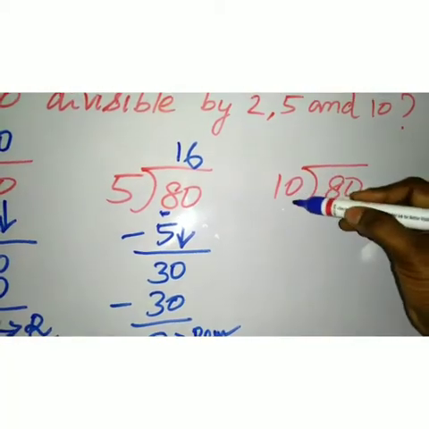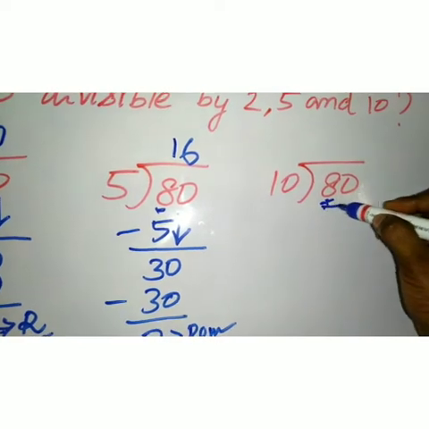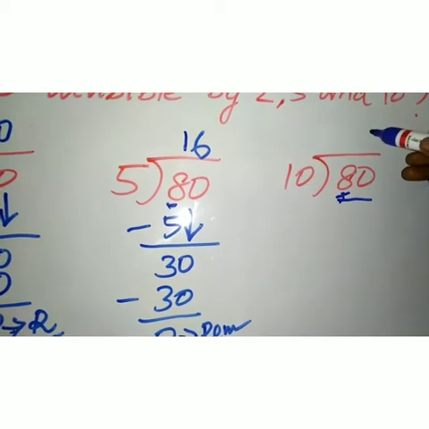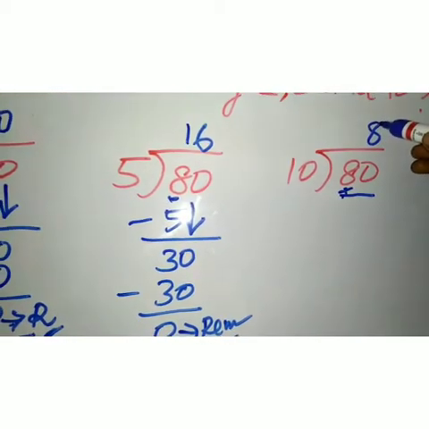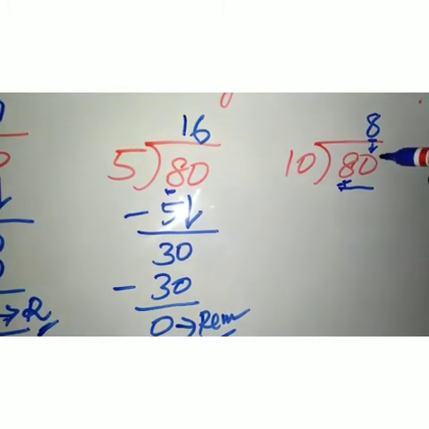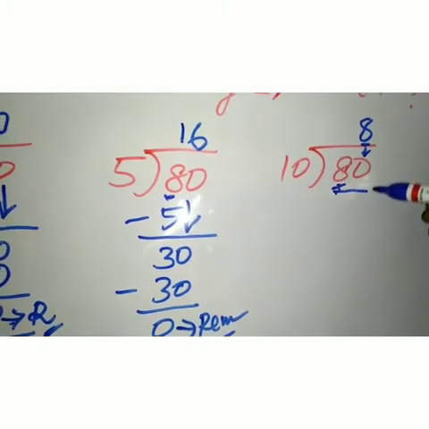8 is less than 10, so you have to take a 2-digit number, 1's place and 10's place. You have to consider a 2-digit number. How many times you get 80? 8 times. See, I have written the value 8 above 1's place of 80.